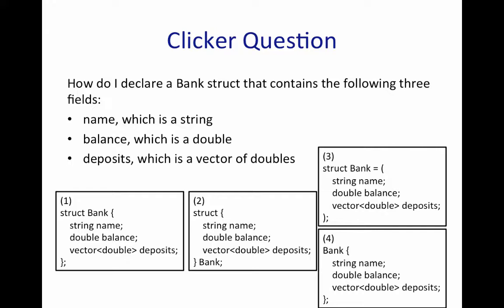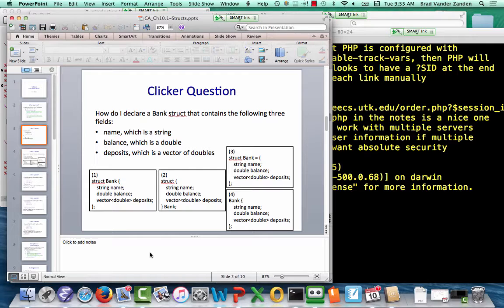Very good. So I had not actually told you how you shove a vector in there, but that is the way you do it. It's just like any other variable declaration. So this presumably is some record of a person's bank account. And the vector is obviously keeping track of their deposits.